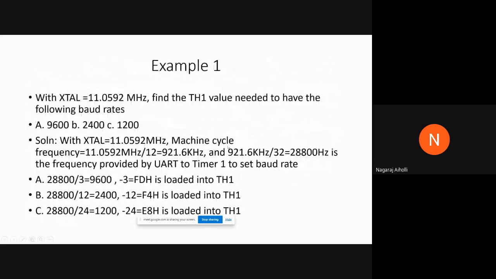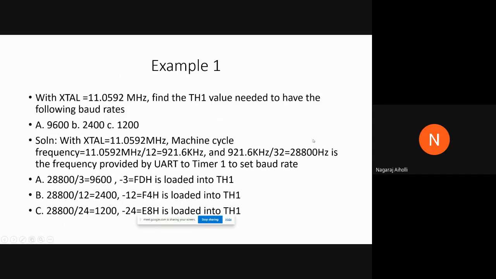This is the example that we have solved in our previous class. Here the crystal frequency is 11.0592 megahertz. We divided that by 12 to get the machine cycle frequency 921.6 kilohertz. And 921.6 kilohertz is divided by the preset value of the microcontroller UART, that is 32, which gives 28,800 hertz. Now if we want to get various other baud rates, we have to divide this 28,800 by 3 or 12 or 24 depending upon the baud rate that we require.